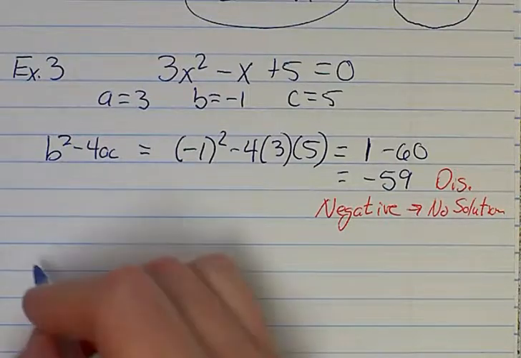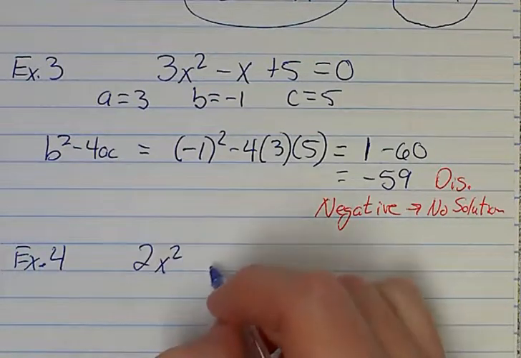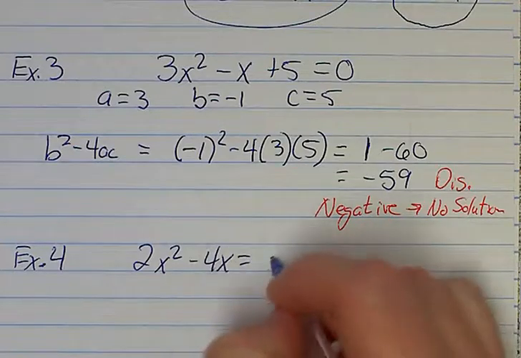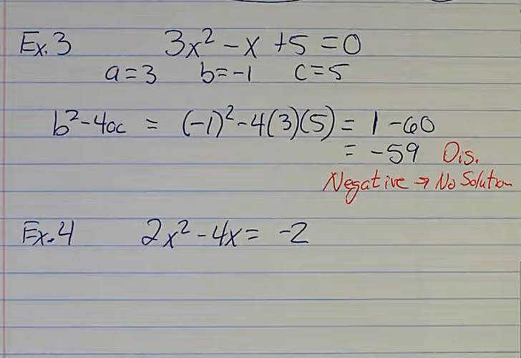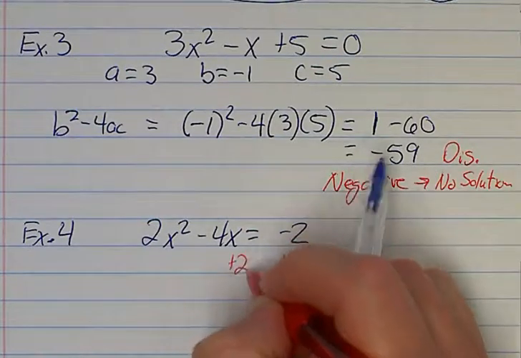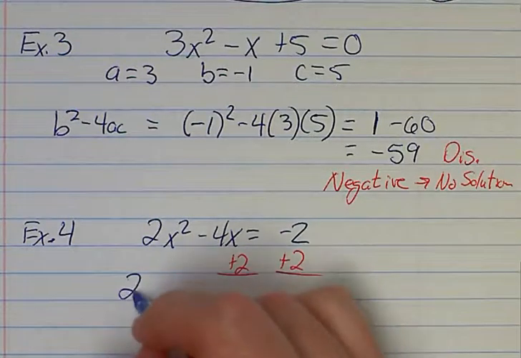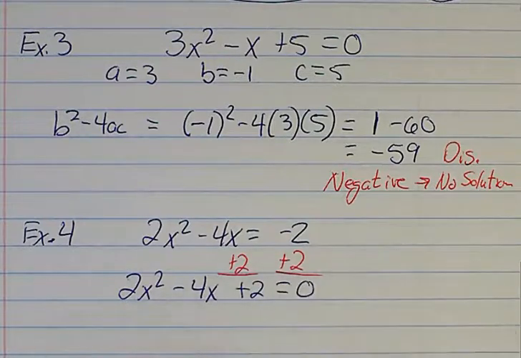Okay, and then one more. Let's go with 2x squared minus 4x equals negative 2. Okay, very first thing is, again, it's got to equal 0. It doesn't, so we've got to add 2 to both sides. So we've got 2x squared minus 4x plus 2 equals 0.